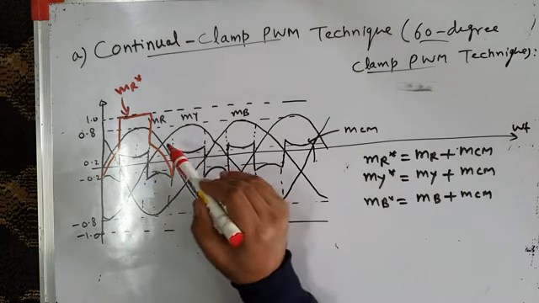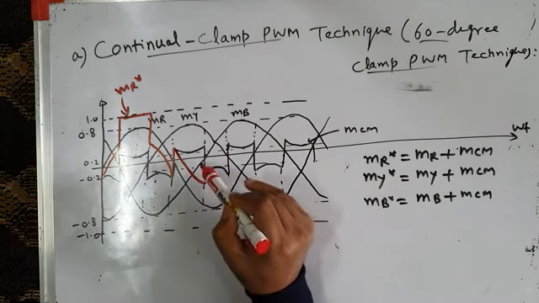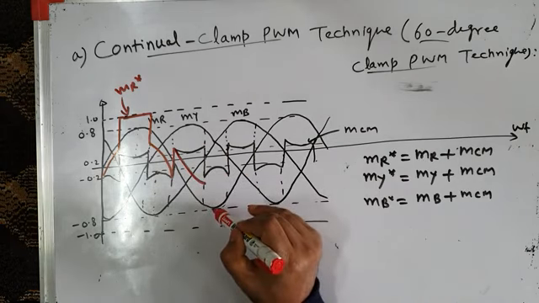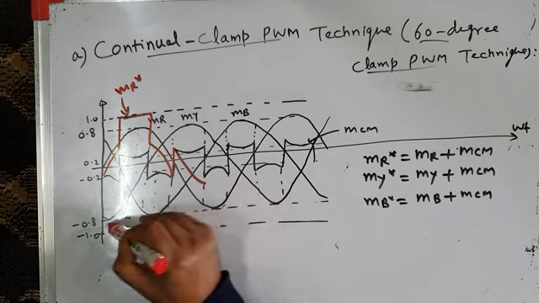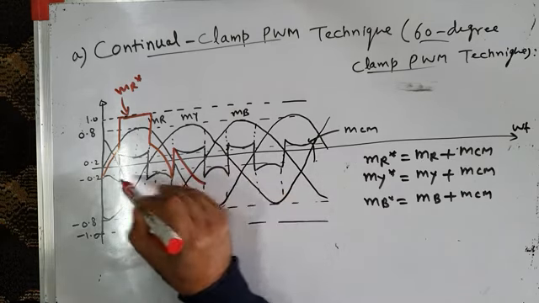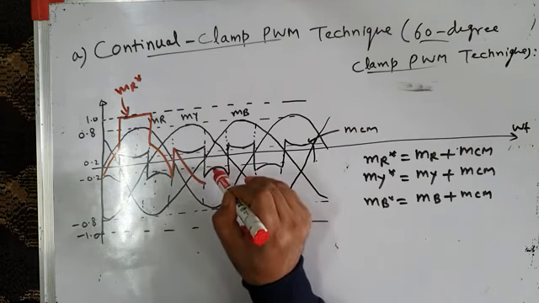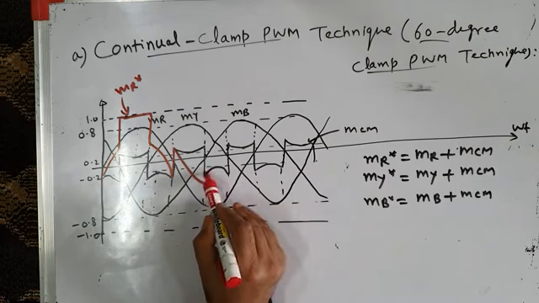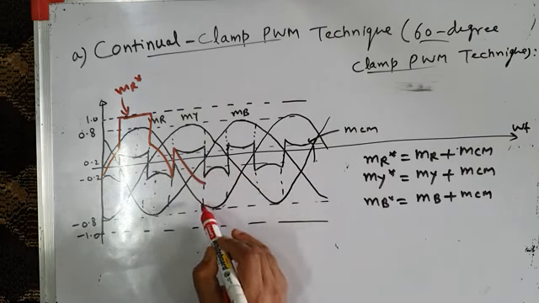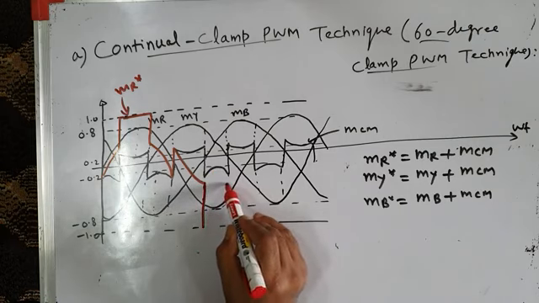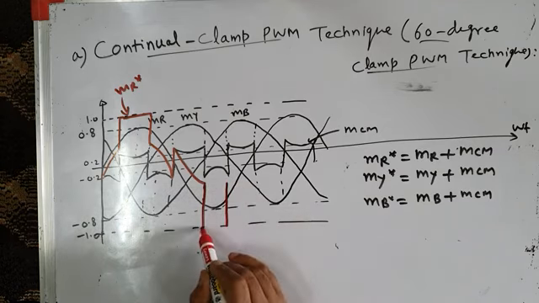And at this point, this is your MR and this is your MCM. So MR plus MCM was like this. For example, near the peak of MR, it is minus 0.8, and what is MCM? MCM is minus 0.2. What is minus 0.8 minus 0.2? That is minus 1. So over this 60-degree interval, your modulating wave MR star will become minus 1.0. Over this entire 60-degree interval, it will become minus 1.0.